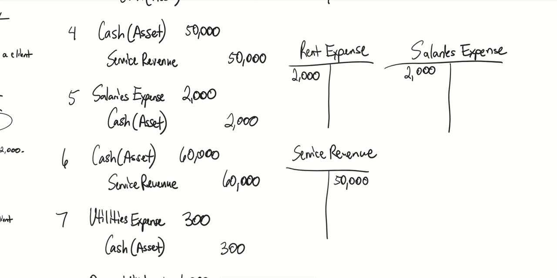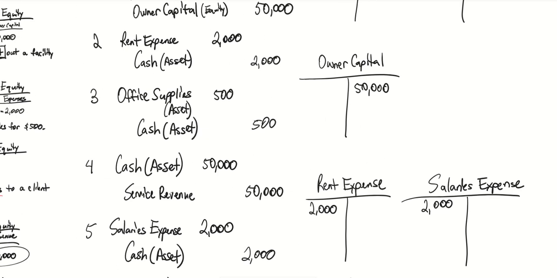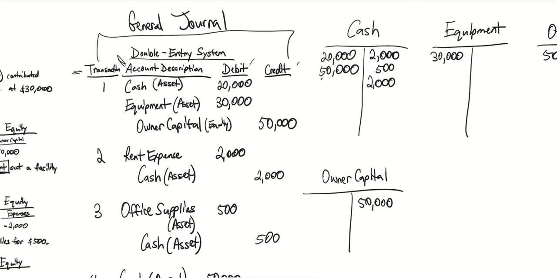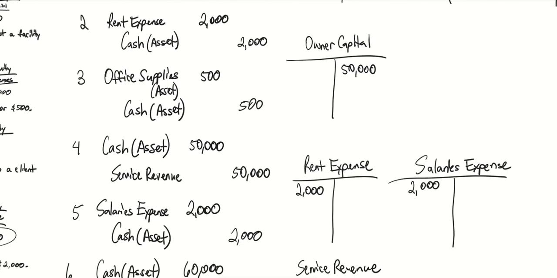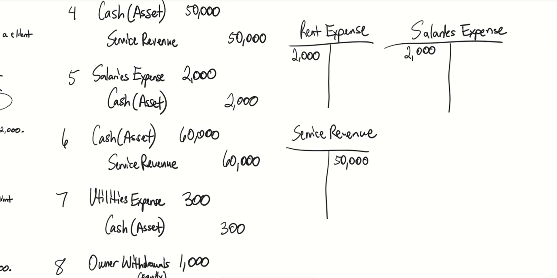Now we're moving on to transaction 6. So moving pretty quickly through this. So cash, $60,000, that's a debit for transaction 6. The 60,000 goes there. Service revenue, 60,000, that's on the right side, that's credited. So 60,000 is going to go to service revenue. Okay, we're done with transaction 6. Now we're going to move on to transaction 7.